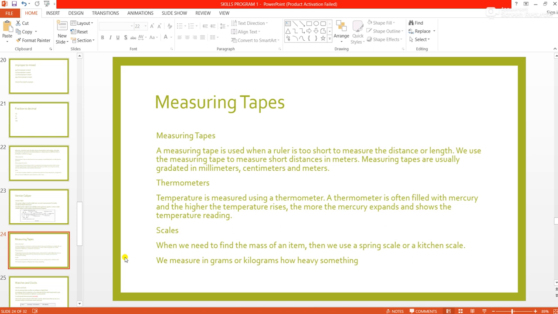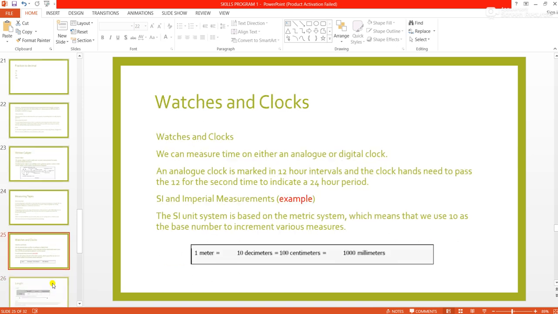Also, we've got thermometers. Temperature is measured using a thermometer. A thermometer is often filled with mercury, and the higher the temperature rises, the more the mercury expands and shows the temperature reading. Also, we've got scales. When we need to find the mass of an item, we use a spring scale or a kitchen scale. We measure in grams or kilograms how heavy something is. So these are just tools that we use.